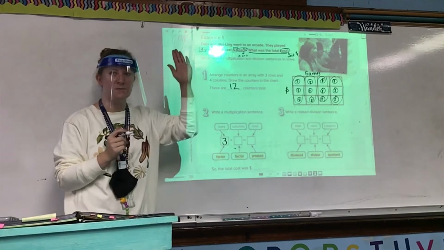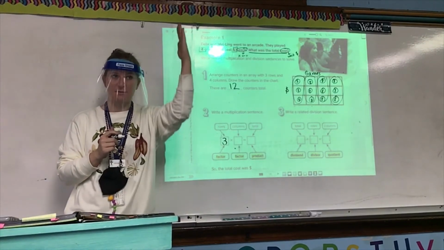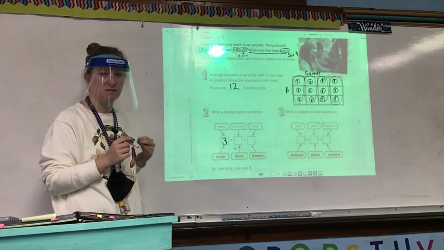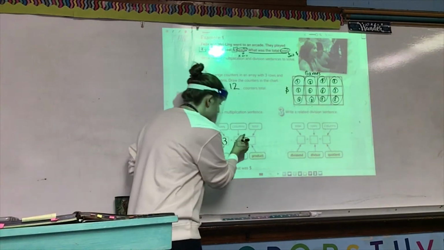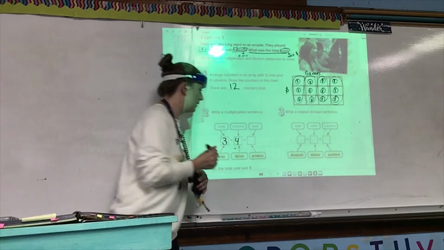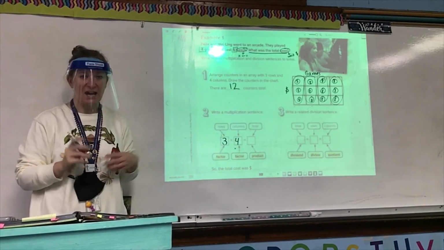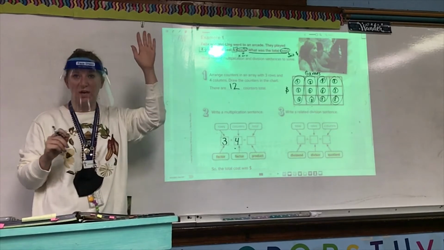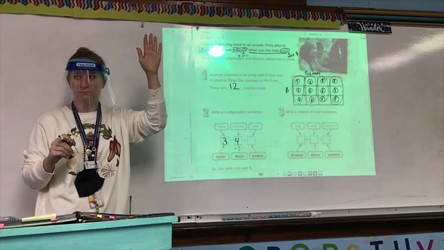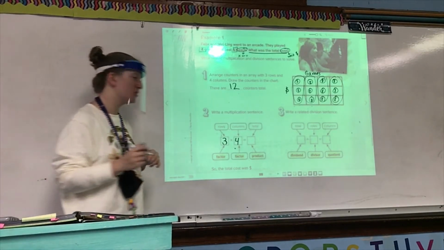How many columns are there? Remember, columns go up and down. Smith? 4 columns. Our total, how many counters we had in all, is what? Michaela? 12.